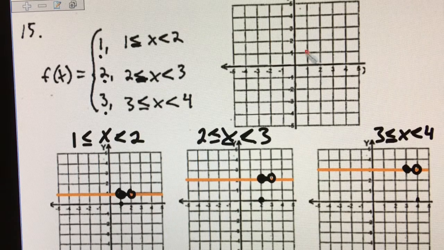1, 1, closed circle. 2, 1, open circle. Connect the dots. 2, 2, closed circle. I'm sorry, 3, 2, open circle. Connect the dots. 3, 3, closed circle. 4, 3, open circle. Connect the dots.